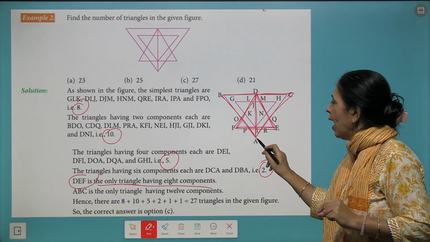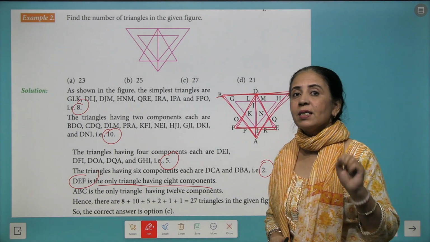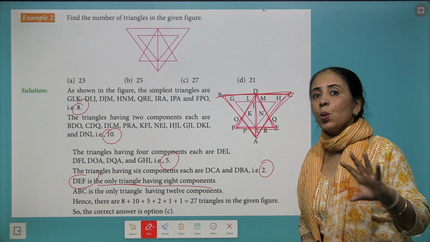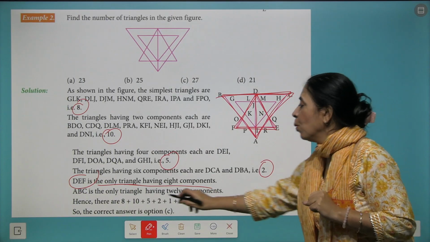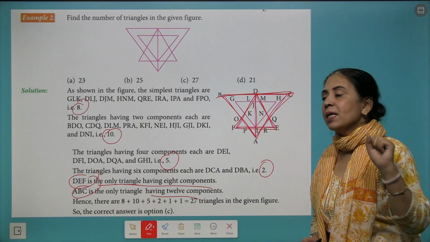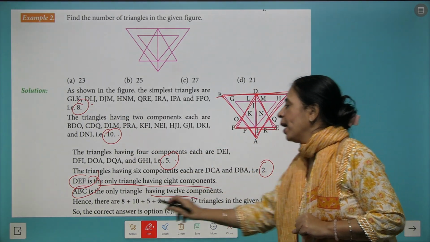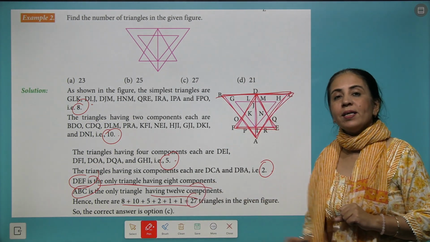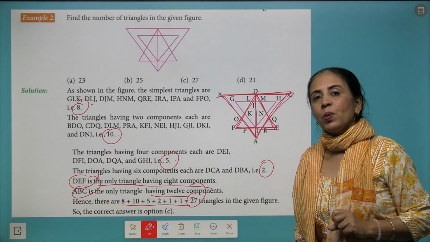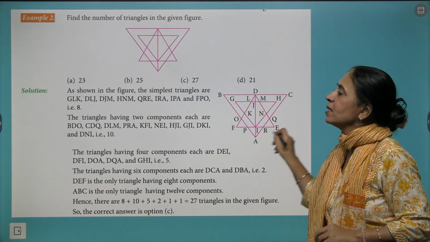Further we have triangle ABC which has 12 components. It is touching different lines at 12 different points. So one more triangle, that is ABC, has all 12 components. Now adding 8, 10, 5, 2, 1 and 1, we get 27. So here we come to the conclusion that this figure has 27 triangles.